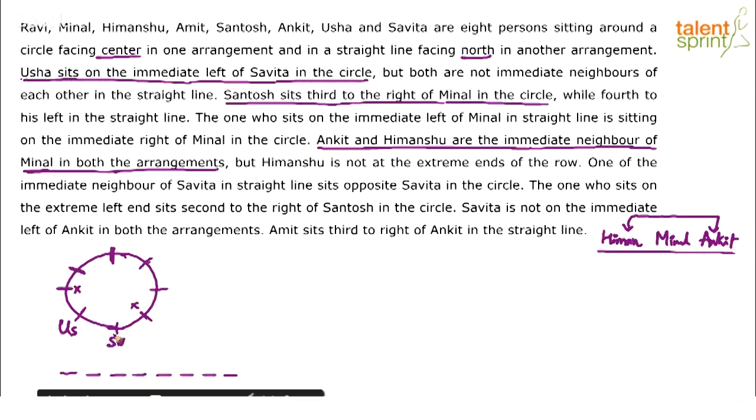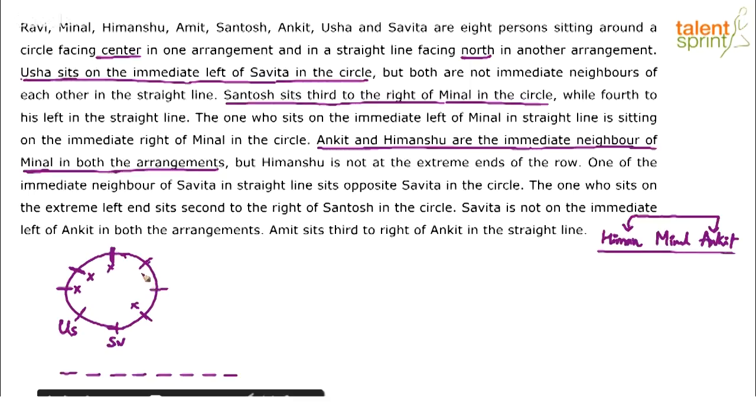But this seat is already occupied by Savita. So I can conclude that Minal cannot sit here. Are you able to follow? If Minal comes here, Santosh should be third to the right. First, second and third. But Santosh cannot come here because it is already occupied by Savita. So Minal cannot come there. Can Minal come in this position? Here on top position? Let's see. If Minal comes here, Santosh should come third to the right. So first, second, third. This should be Santosh. But here it is Usha. So clearly Minal cannot come in this position as well.